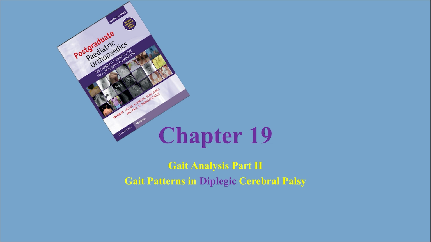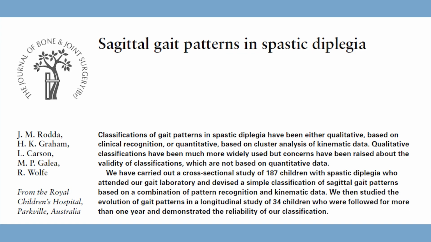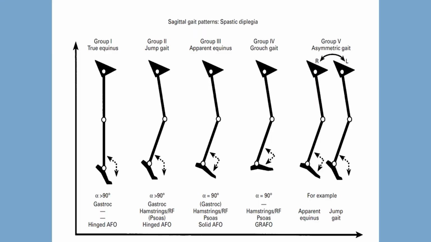And as I mentioned, these videos are based on the famous book Gait Analysis and Cerebral Palsy, which was published by Dr. James Gage over 20 years ago. But I refer you to this paper by the Australian group, Sagittal Gait Patterns in Children with Spastic Diplegia, in which they identified five distinctive types of gait patterns. And in this video, we'll go through each type in more detail.